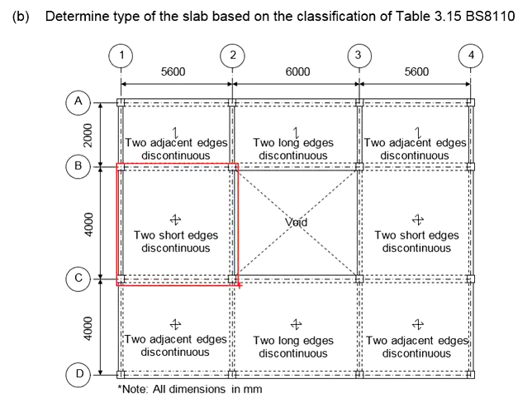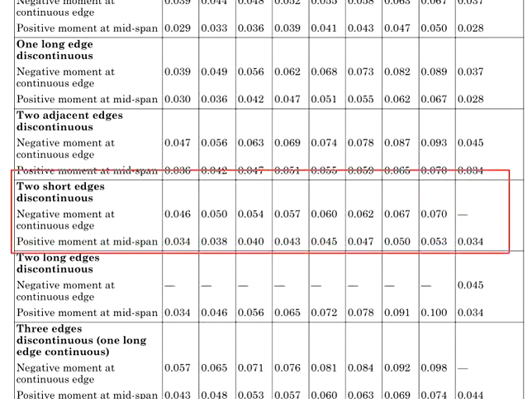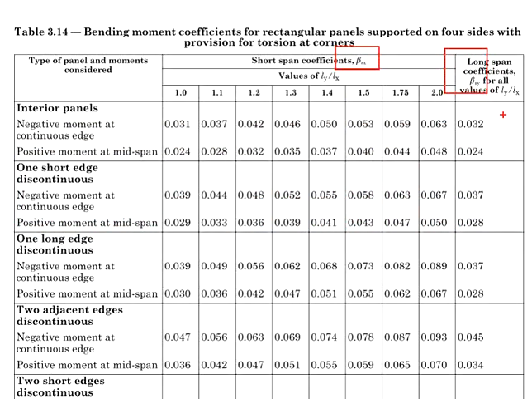Referring to this slab here, you know that these two edges are continuous and these two edges are discontinuous. The discontinuous edges are the short edges. Therefore, you know that this will be two short edges discontinuous. Therefore, from table 3.14, you should look for two short edges discontinuous. There are two coefficients here, the short span coefficients and the long span coefficient.